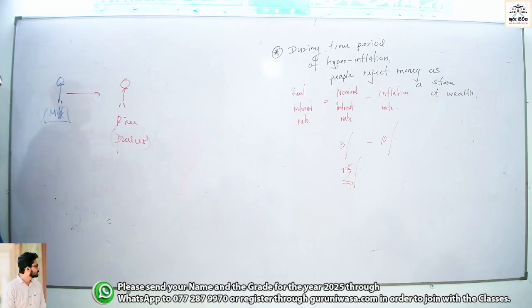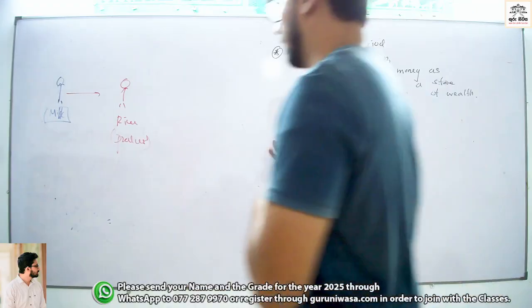Okay? That's why the barter system got rejected. This is called double coincidence of wants. If you want, write it down. Remember here, write it down.